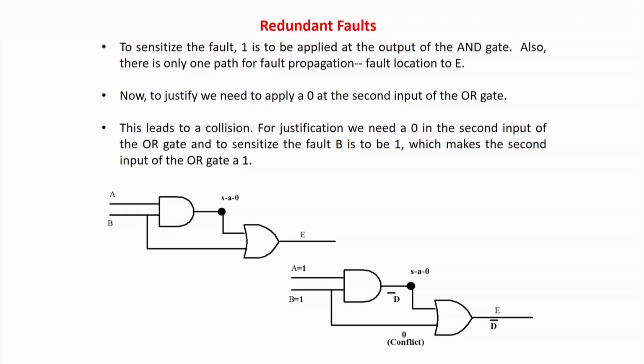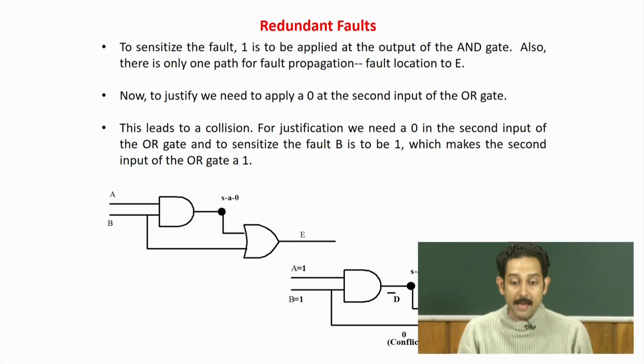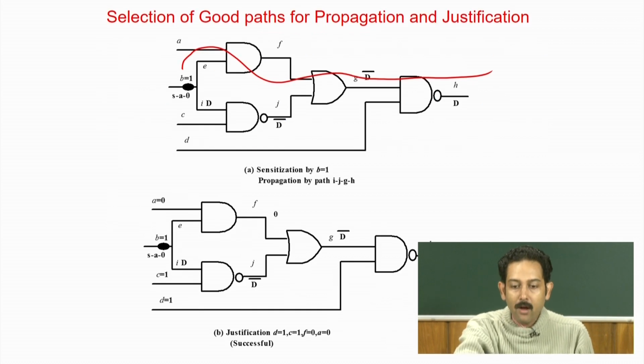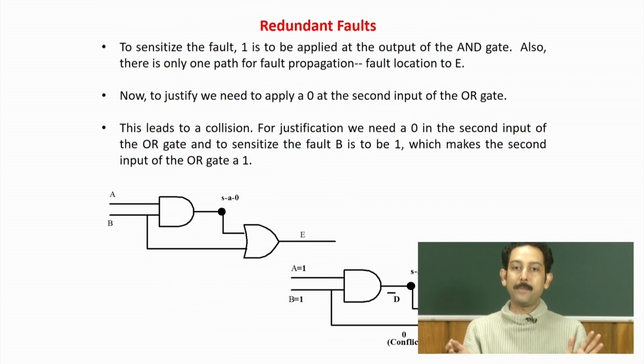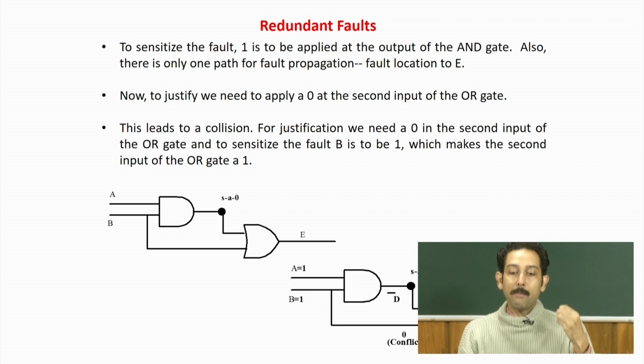Redundant faults are faults which cannot be tested, because there does not exist any pattern which can test them. But then how do you know? You have a fault and multiple paths for propagation and justification. A redundant fault is a fault which cannot be tested; there does not exist any pattern which can test it. But how do you know that? You will be able to find out only by exhaustively enumerating all the paths through which it can be propagated, and then finding that they cannot be justified.